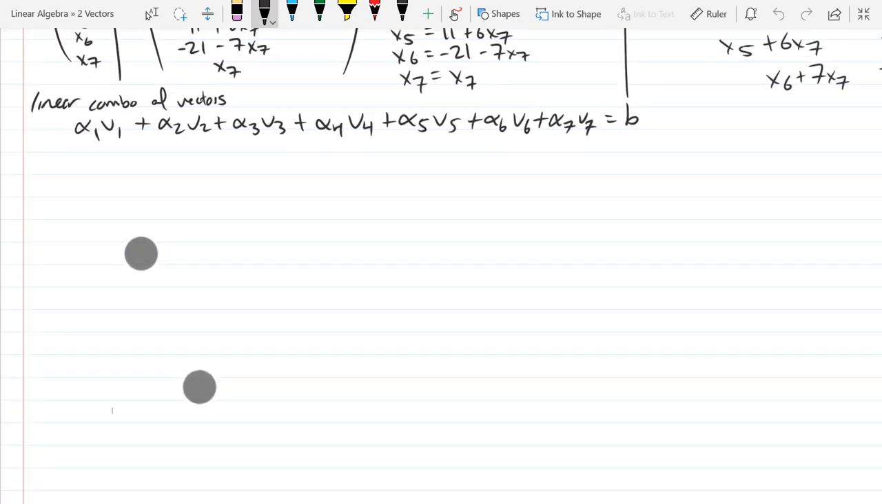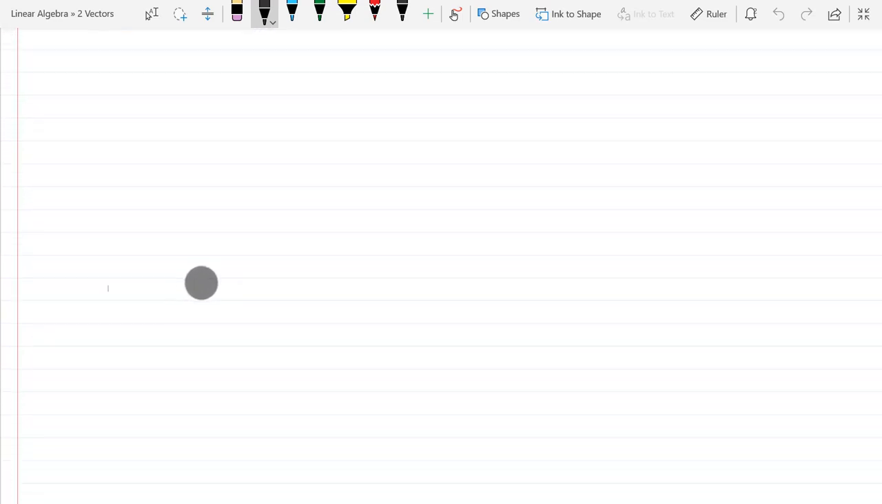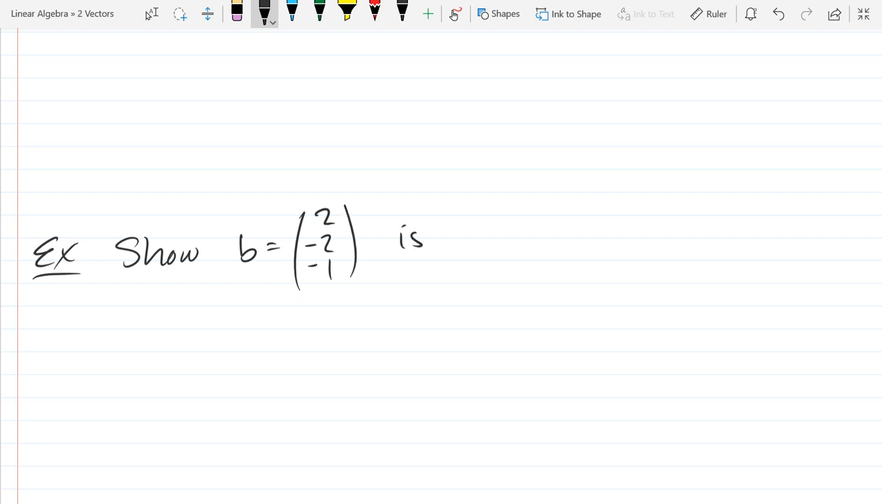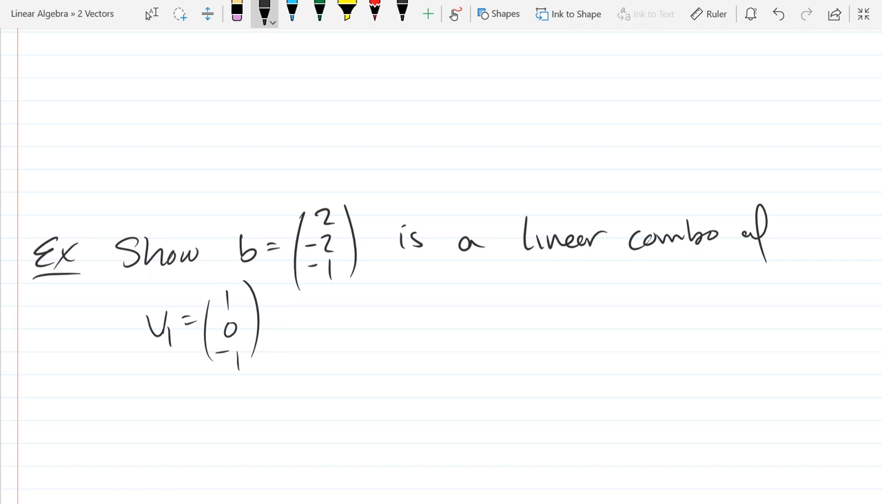A tiny bit different, still linear combinations, but we'll come back to this. So we'll do an example: show that this vector b, (2, -2, -1), is a linear combination of the vectors v1, which would be (1, 0, -1). Actually, let's do a super easy example first, and then we'll do a more difficult one.